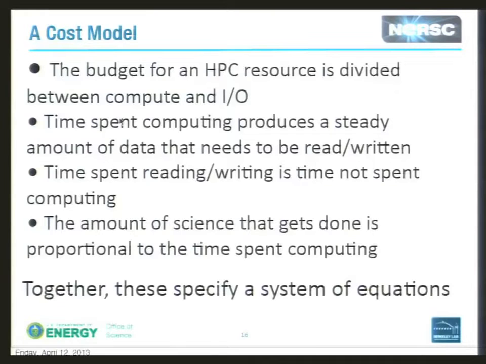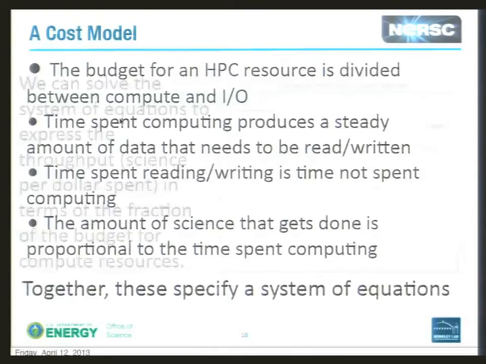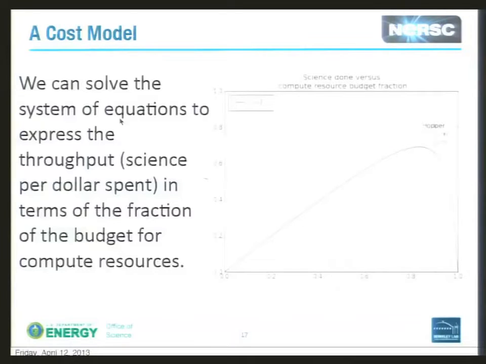And then, I guess, these statements, I wanted to put these in words, but you can actually also turn these into a system of equations. You can solve those equations analytically, and it will get you some curve that looks like this, where on the x-axis we have what is the fraction I spent on my compute. So the Hopper, we spent about 90% on compute and about the last 10% on I/O, and that may not be the exact right number, but that's what I had heard. On the y-axis, I'm basically calibrating this whole model in amount of science you get per dollar spent, basically.